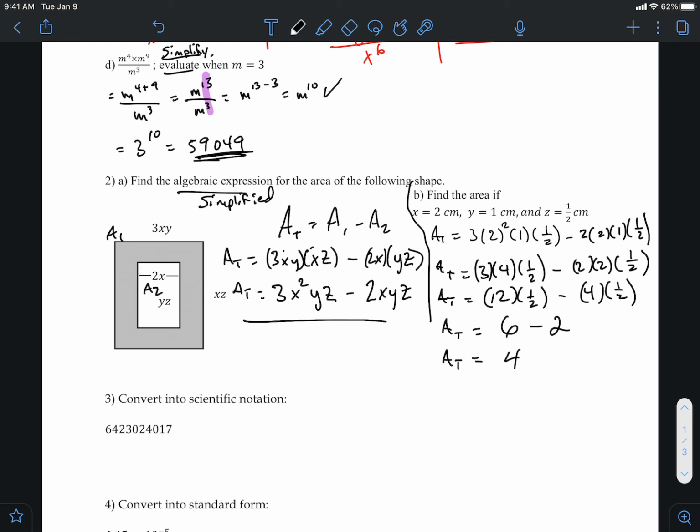Units. And what are the units supposed to be? Centimeters. Was that a question at the end? Centimeters squared. Okay, that's better. Centimeters squared, question mark?